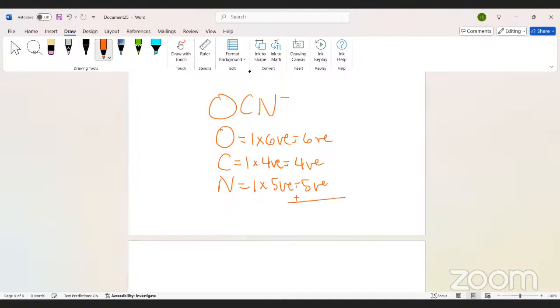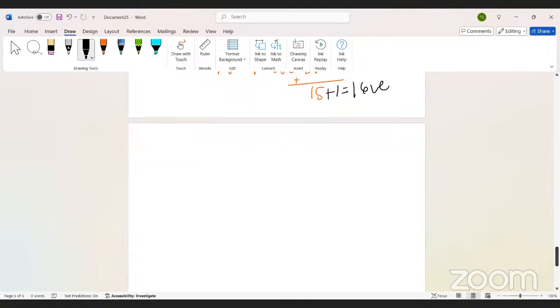Okay, so let's add these up. We got 15. But remember, because of that -1 at the very top, we're going to add 1. So yes, 16 electrons, 8 pairs. But even though you say 8 pairs, there may be some double bonds and triple bonds in there. So again, the structure was OCN with a negative charge. Let's draw this together.